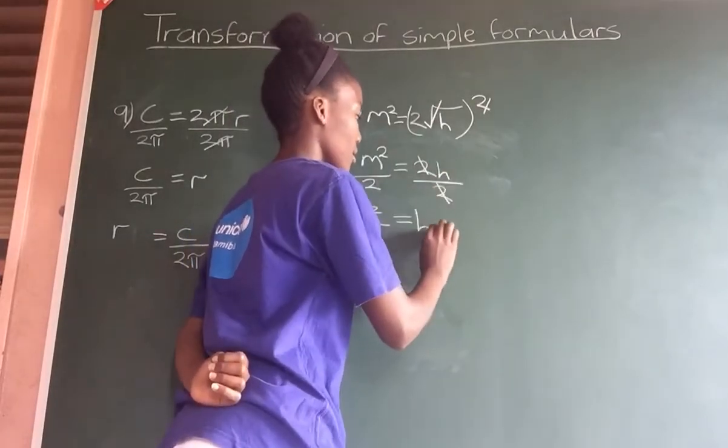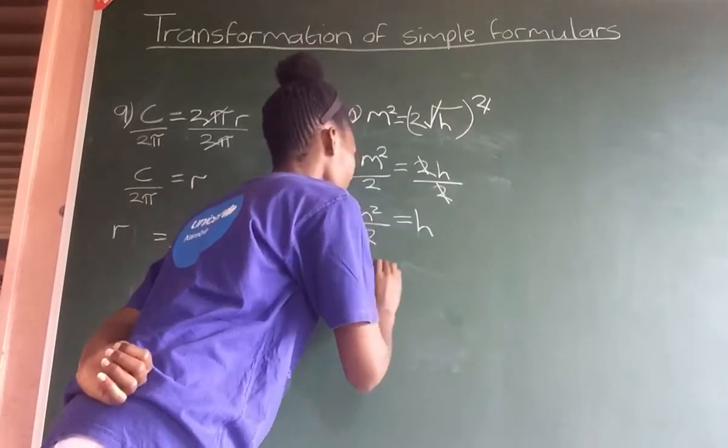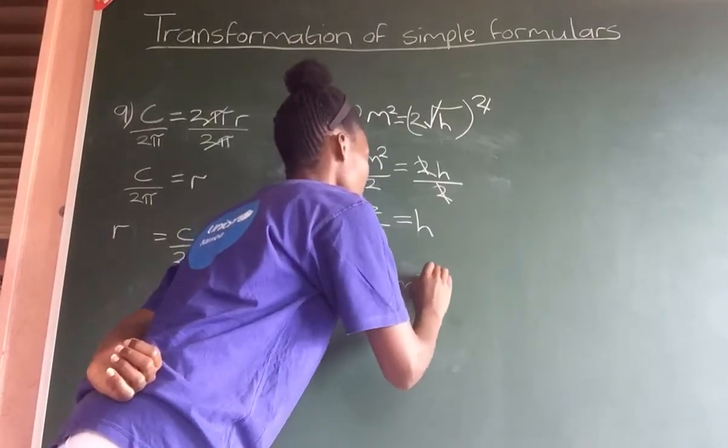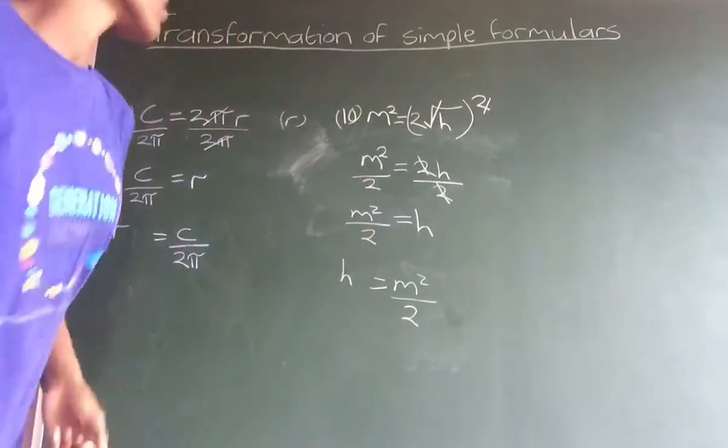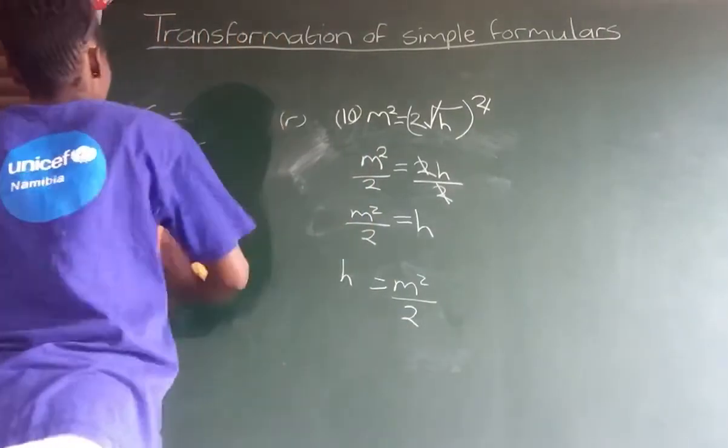Then we say it's equal to h. You rearrange your formula, which is h equal to m squared divided by 2. There. Okay, example number 11.